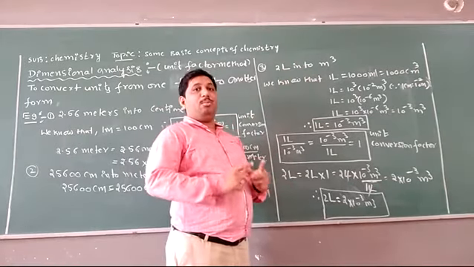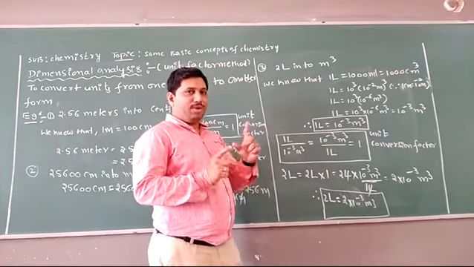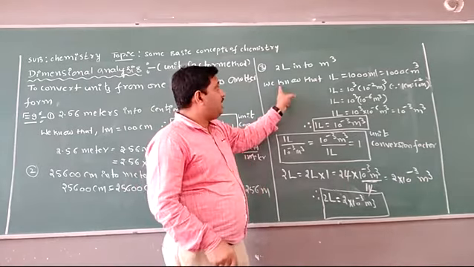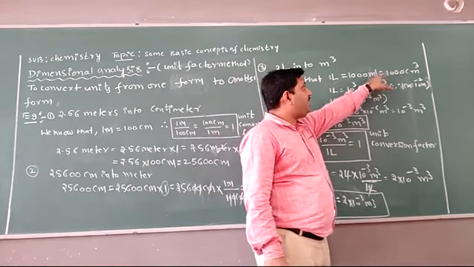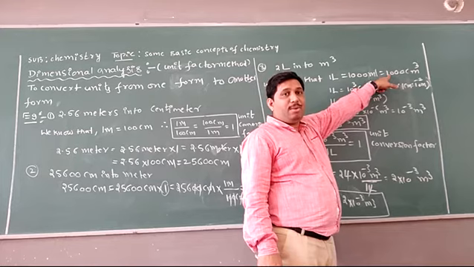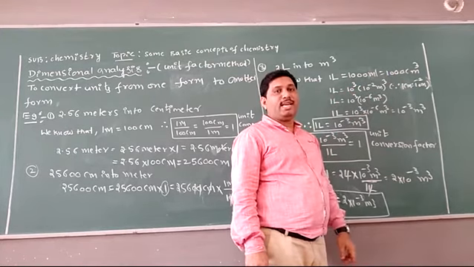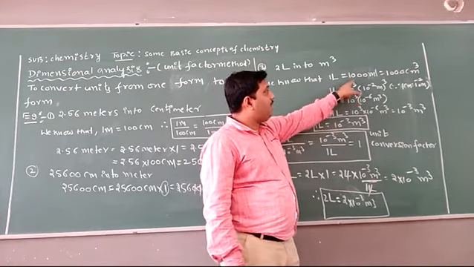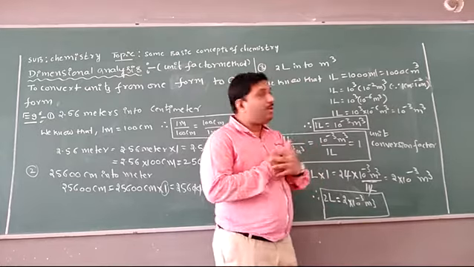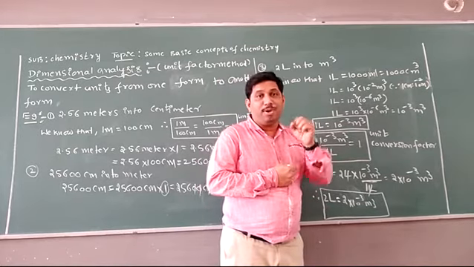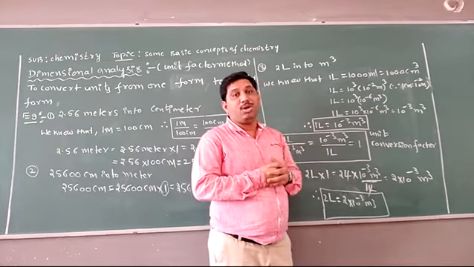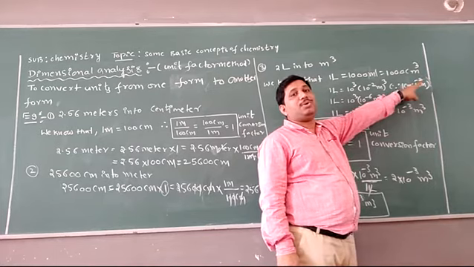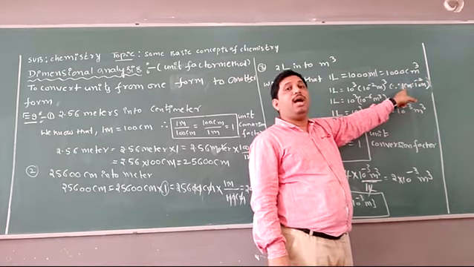Next one, second example, students. Convert 2 liters into meter cube. We know that 1 liter is equal to 1000 ml, that is equal to 1000 centimeter cube, students. Why? Because 1 ml is equal to 1 centimeter cube. Therefore 1 liter is equal to 10 cube centimeter cube. That centimeter cube means here 10 to the power of minus 2 meter, cubed. 1 centimeter is equal to 10 to the power of minus 2 meters. Why? Because the reason is 1 meter is equal to 100 centimeters.